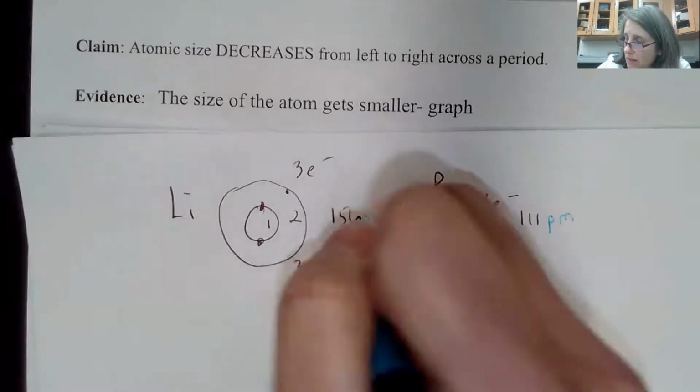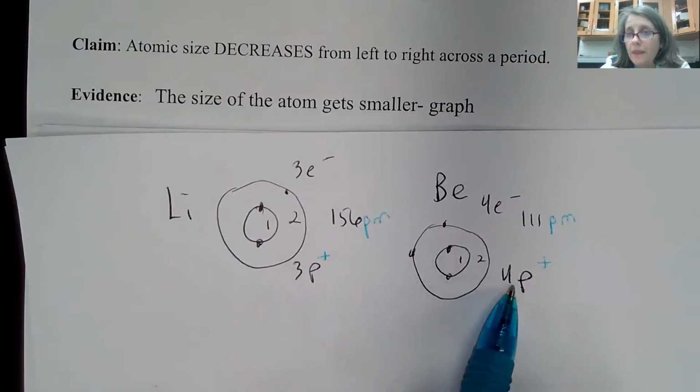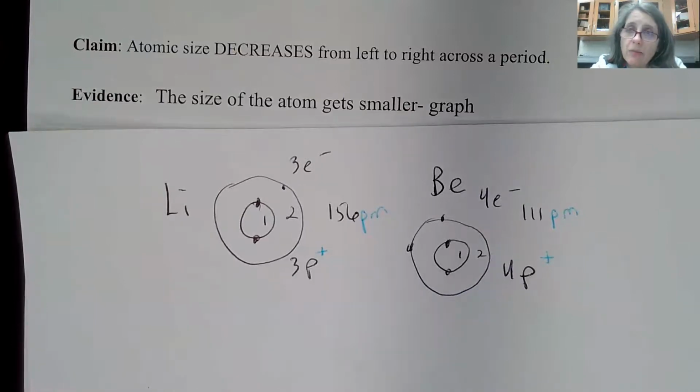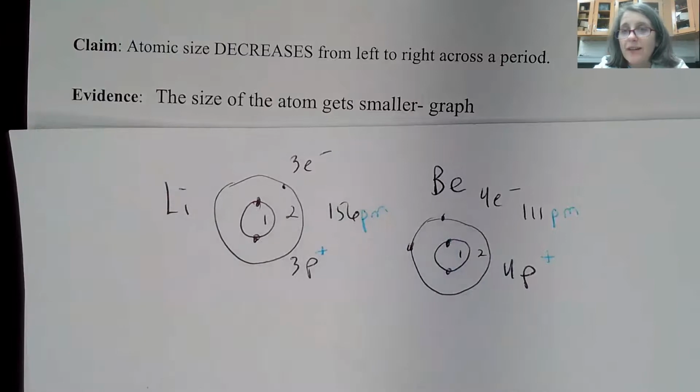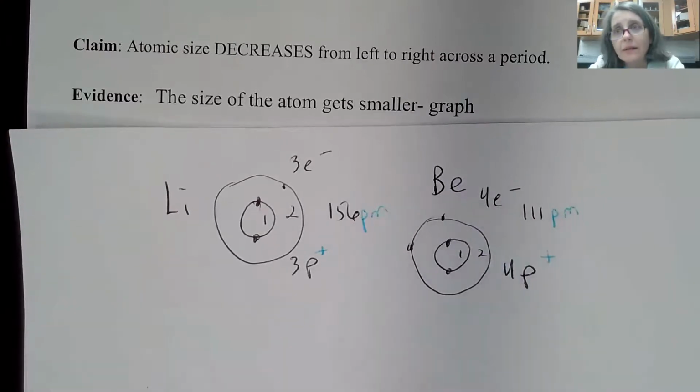But please understand that lithium has 3 protons and beryllium has 4 protons. So what we have to think about is Coulomb's law in this case. Since they both have the same number of energy levels, there has to be something else that is going to change between the two of them, because we have data, 156 to 111, it is getting smaller. So here's the theory. The theory is Coulomb's law.